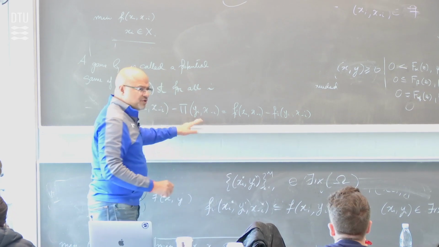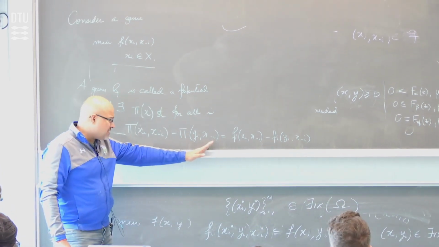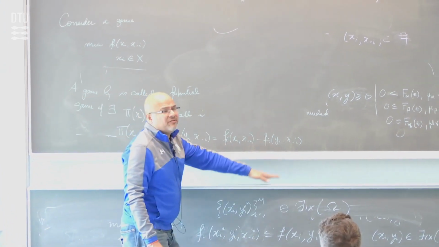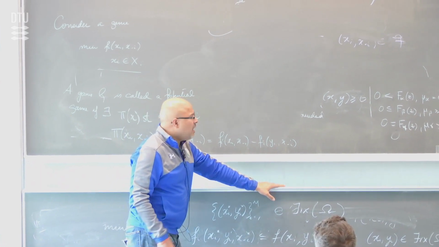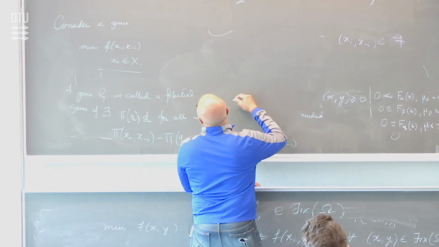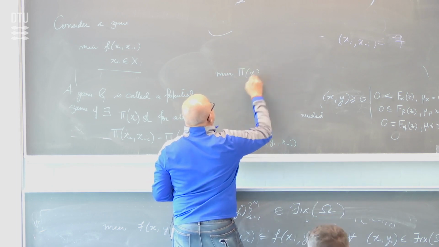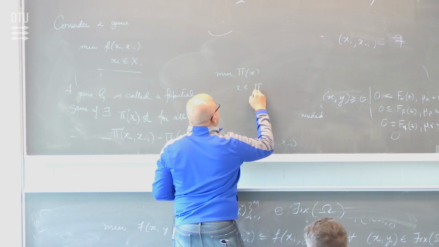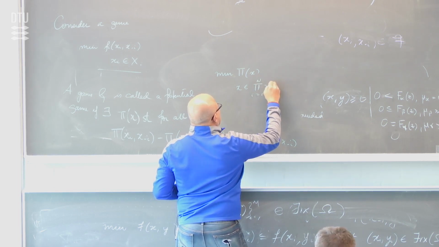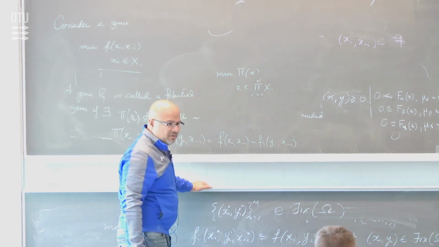So the difference in the potential function, keeping all the rival decisions fixed, is equal to the difference in the payoff of that agent, that player. How does this help you? Well, it helps you because the minimizers of this function, pi of x, where x lies in the Cartesian product of X, provide you with a Nash equilibrium.